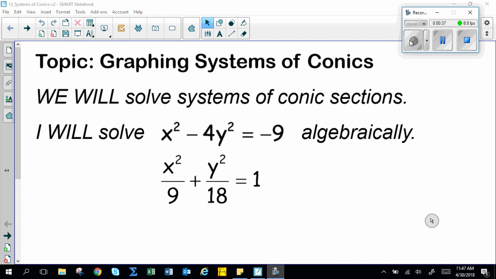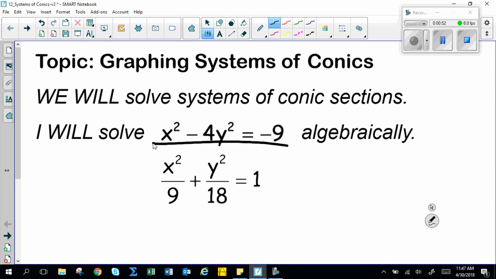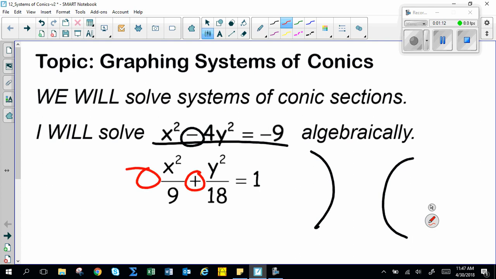We're going to graphically look at where these two relations intersect, and algebraically we're going to look at where they intersect. By the way, if I just look at this cover page here, what type of conic is this first one? It's a hyperbola. And I know it's a hyperbola because my b value is negative. And it's a hyperbola that opens along the x-axis, right? What is my second type of conic here? It's an ellipse because I've got two positive signs.